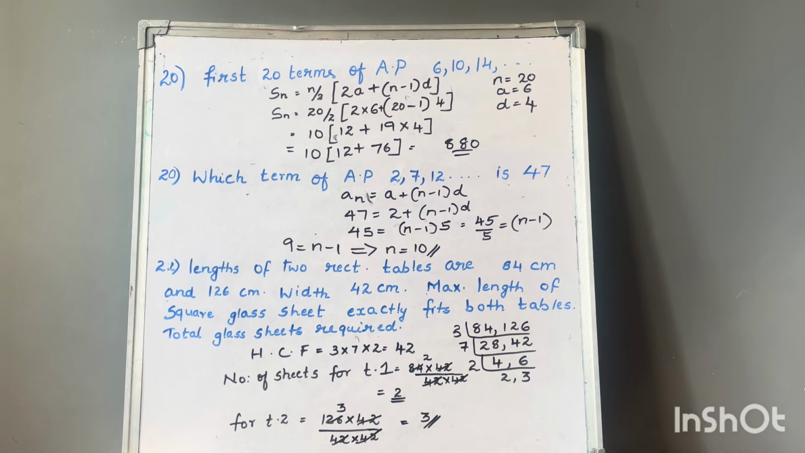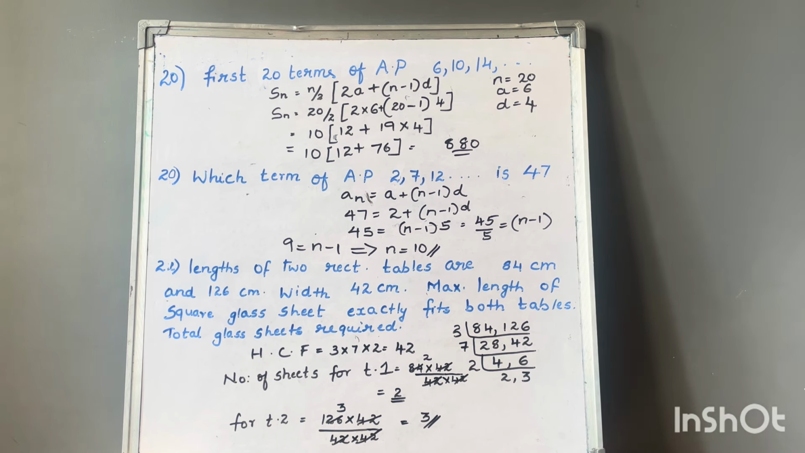For the 20th question, there is an OR part. So we move on to the OR question of 20. Which term of AP 2, 7, 12 is 47? So they have given an AP 2, 7, 12, etc. We have to find which term is 47. 47 is a term of that AP, but we don't know which term it is. So we have to find the value of n here.